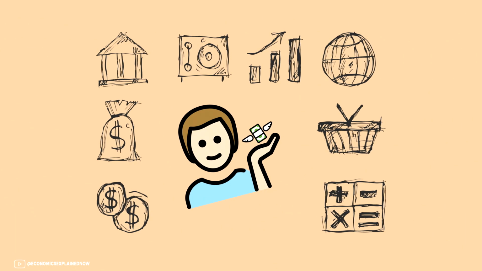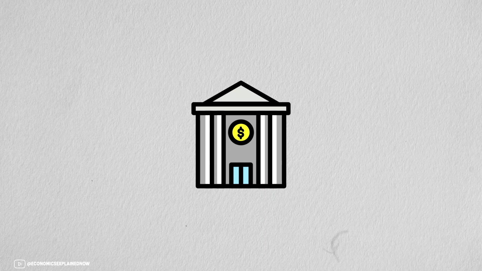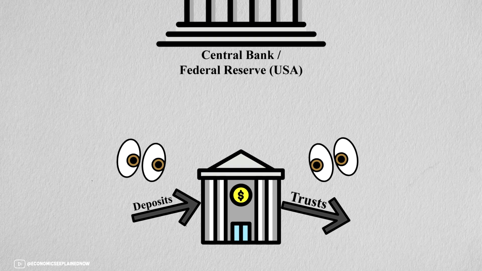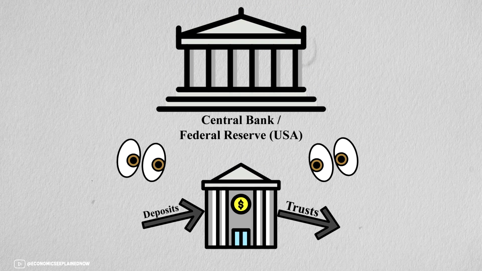The example in this explanation will shed light on this concept and unravel the mystery of the mechanisms of the fractional reserve system. Commercial banks, meaning the ones that accept deposits and offer trusts, are the only banks that are allowed to carry out this operation under the supervision of the central bank, or the Federal Reserve in America.